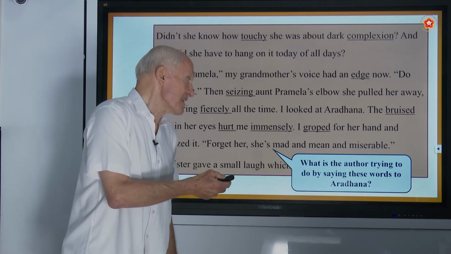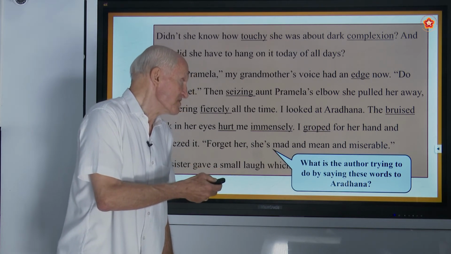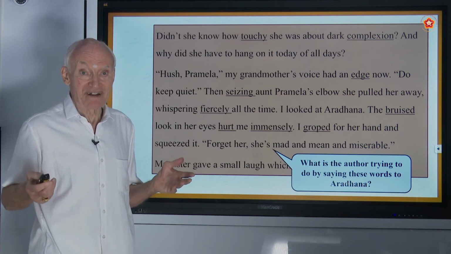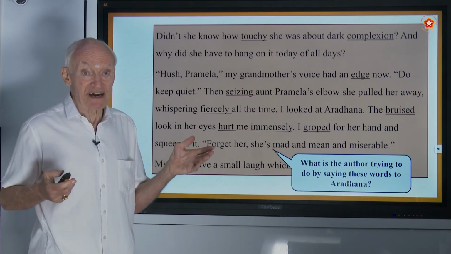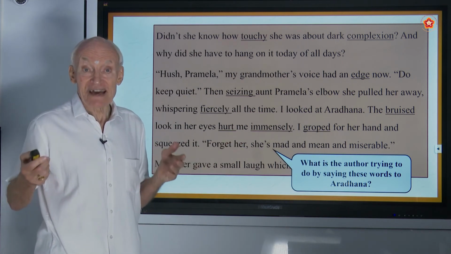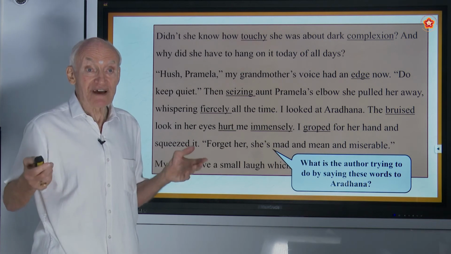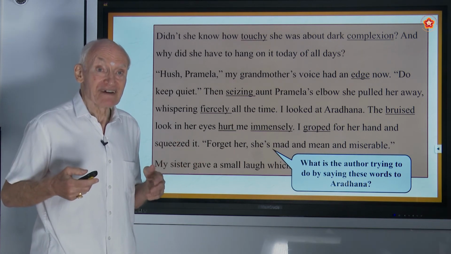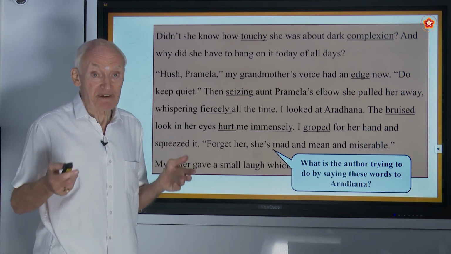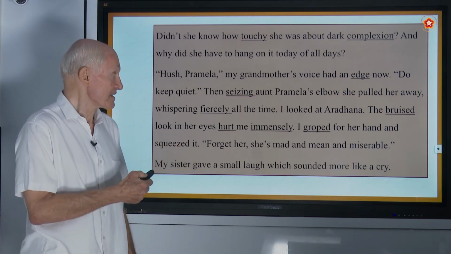What is the author trying to do by saying these words to Ardna, okay? She's trying to make her sister feel better. The aunt has always said things in the past. She says she's mad, mean, and miserable, okay? The aunt is not very happy. So when you're not happy, you want people to come to you and be unhappy with you. So the younger sister was giving some advice to her older sister.